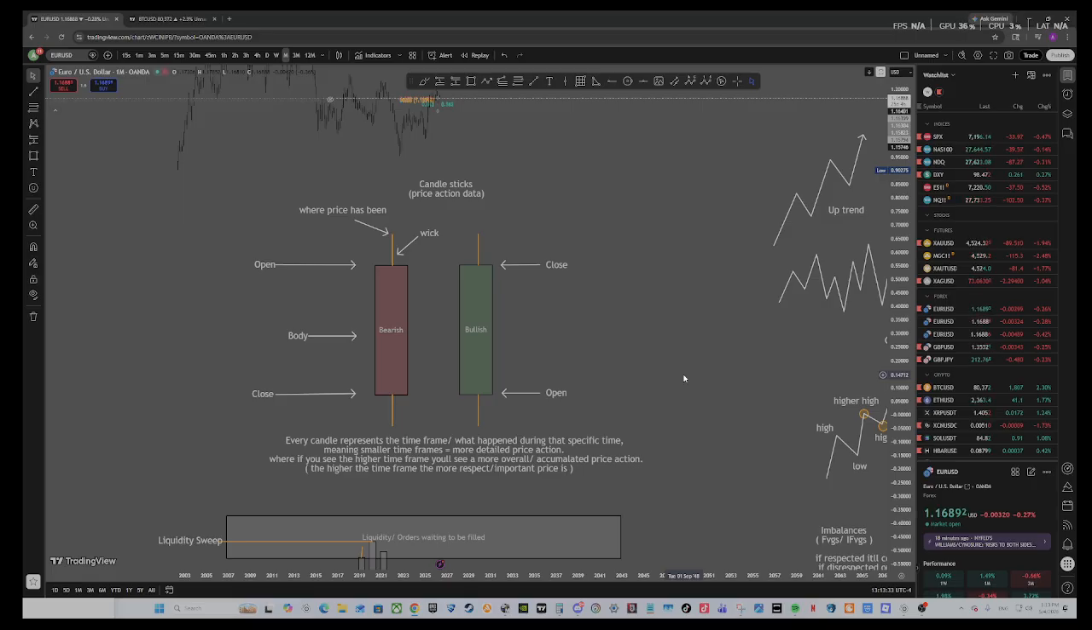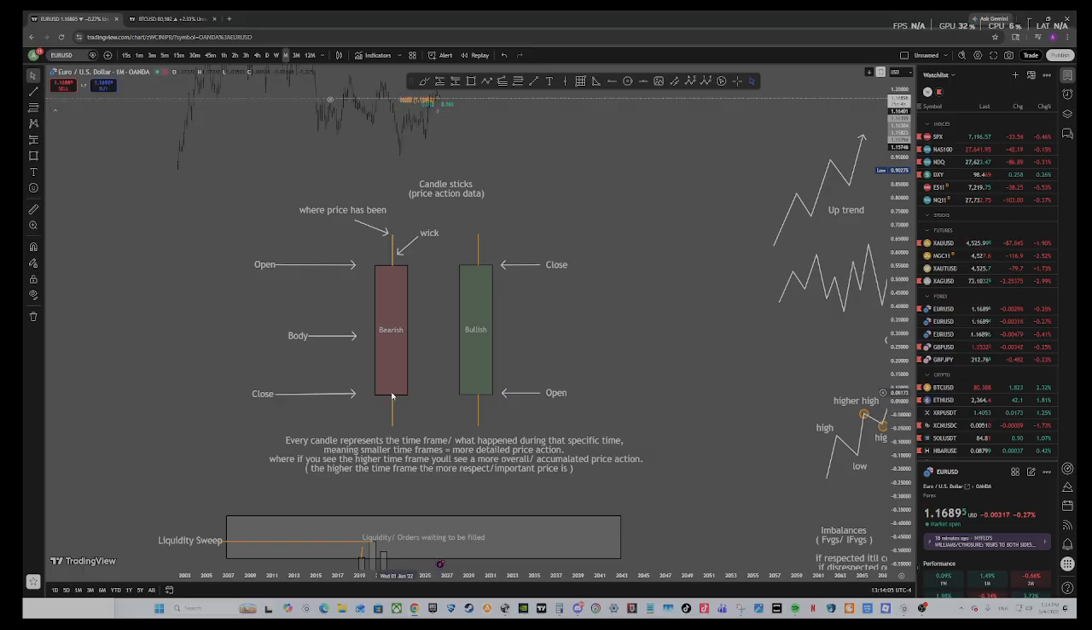We have the bearish candle, which is the red one. It opens there. The body is the price it holds. Close is the time it was done forming. So this candle is done forming and now shows us where price has been, where it opened, where it closed, right? Because it opened at the top and closed at the bottom, it's bearish. It went down. We have a bullish candle.